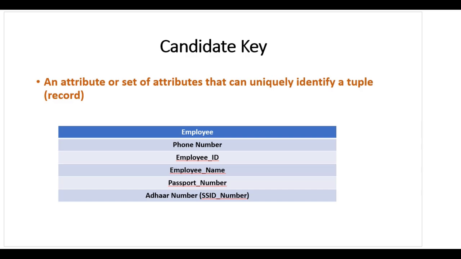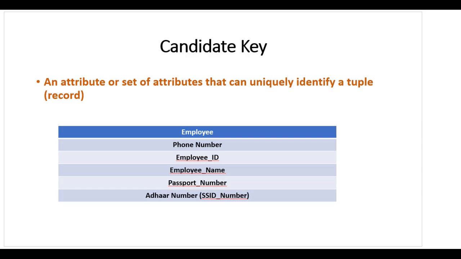Now, phone number again will not become the primary key. Why? Because maybe the phone number is not provided, or is not correct, or two people from the same family working in the same organization have provided the same number. Similarly, employee 1 has the name George, employee 2 has the name George, so they are not unique, right? The passport number might or might not be provided, and the Aadhaar number might or might not be there, right?